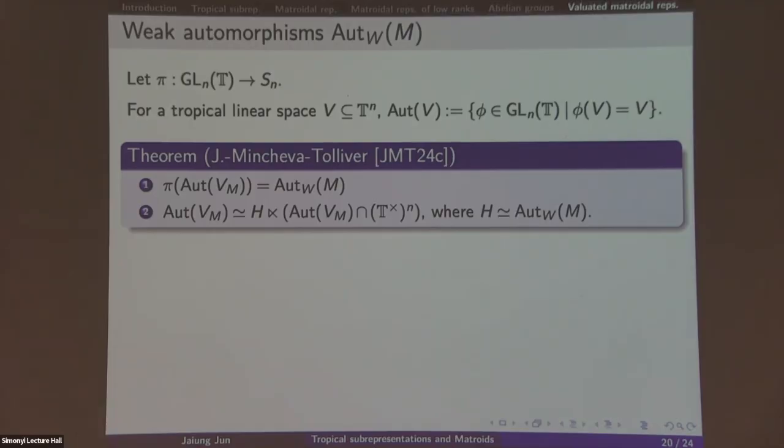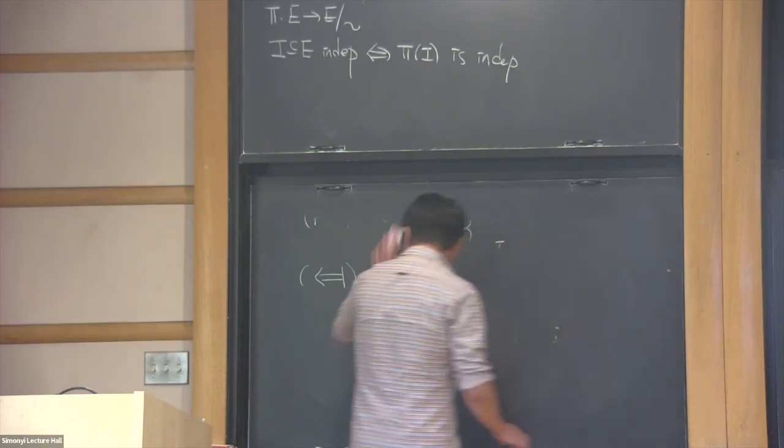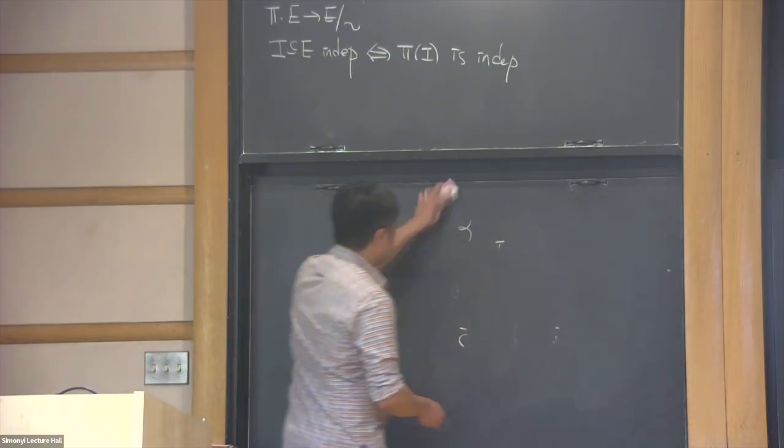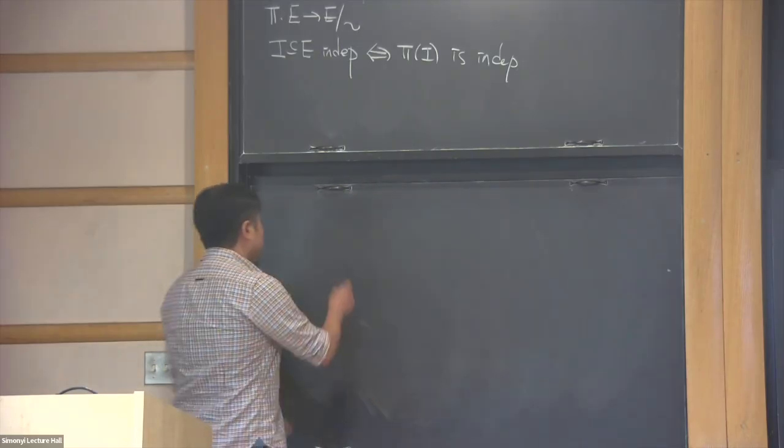This map pi here is from the exact sequence we previously showed, where we were able to write GL_n of T as a semi-direct product of Sn and diagonal matrices, and pi is the projection from that to Sn. For any tropical linear space phi, we use the automorphism group of phi as the n by n invertible matrices which map phi precisely to phi. And what one can prove is that we have this short exact sequence.